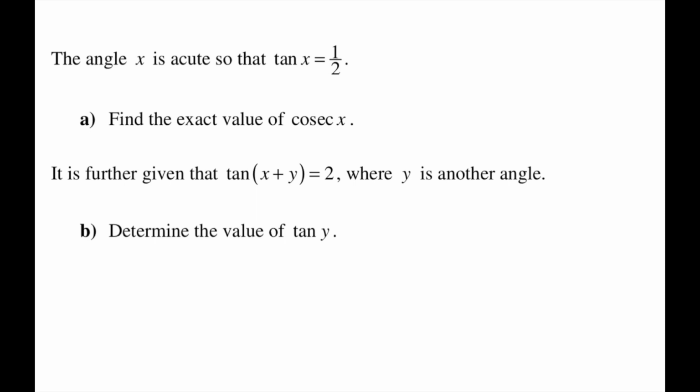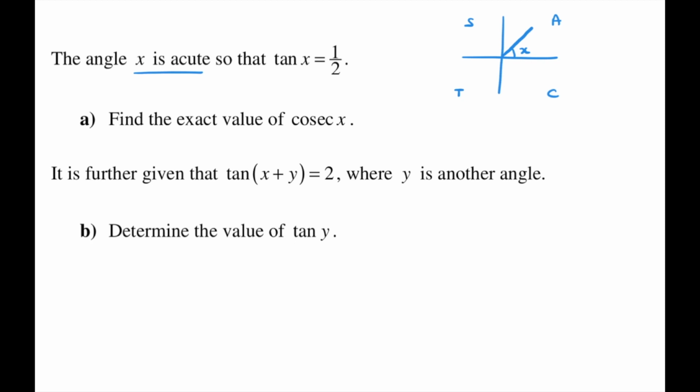So we're given that the angle x is acute, so that tan x is 1/2, and we need to find the exact value of cosec x for part A. So there are two things for this question. First one is that the angle is acute, which is good news, because all it means is that this angle lies in the first quadrant of our CAST diagram. This is where in the first quadrant everything is positive, including tan and sine, cos. So this angle is x, and we are to find the value of cosec x.